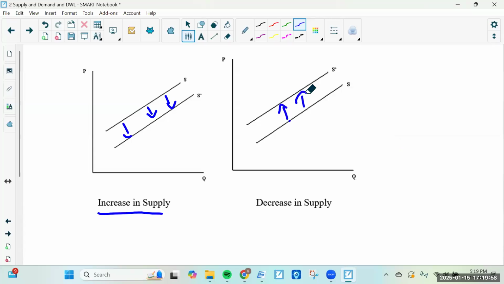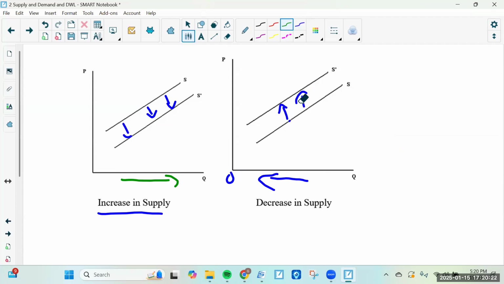How do I know it's a decrease? Because I'm moving towards 0, 0. It's going that way. The one on the left, it's going that way. That's an increase in supply. When you're moving away from 0 and 0, it's an increase in supply. When you're moving towards it, that's a decrease in supply. All right. But again, increase right, decrease left. Always shifting to the right, shifting to the left.